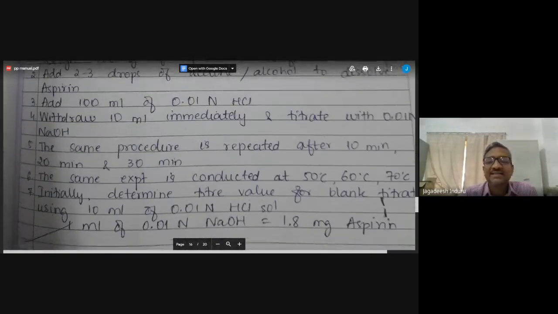So the same experiment is conducted at different temperatures by different groups. One team of your batch will be taking 50 degrees, and you are conducting all this.